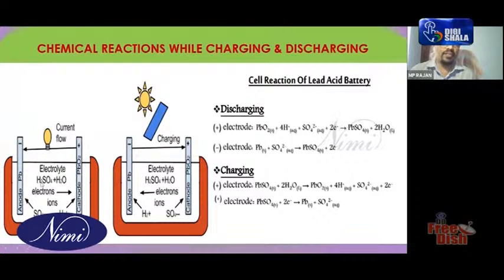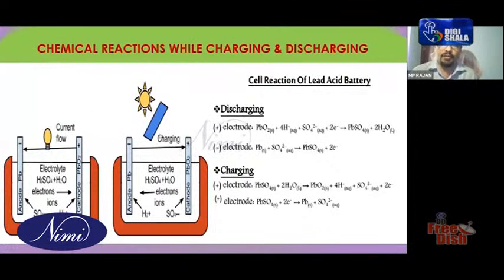So during discharging, these two plates are becoming lead sulfate, white color, voltage reduced. The sulfuric acid is converted into pure water. During charging, again the plates are becoming lead peroxide and spongy lead, and the water is becoming sulfuric acid. So this is what is happening during charging and discharging.